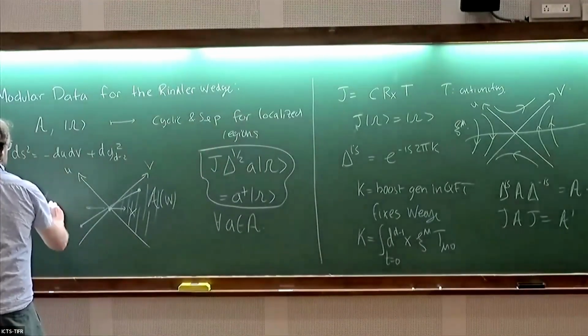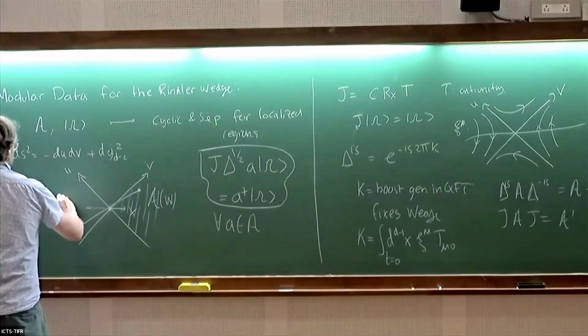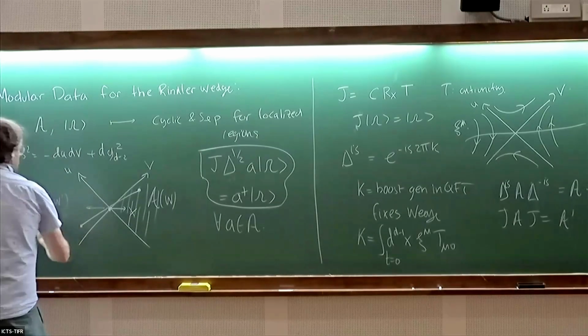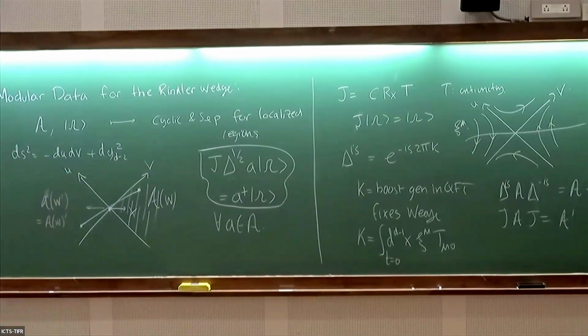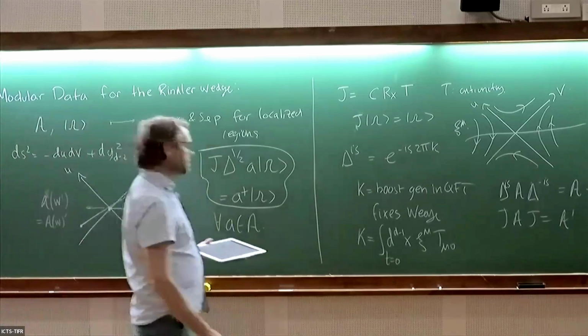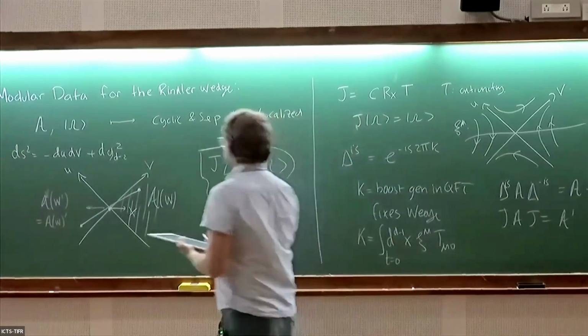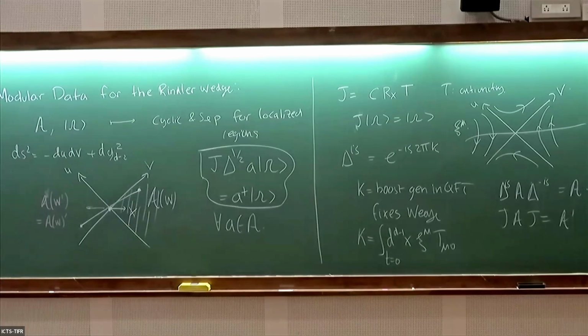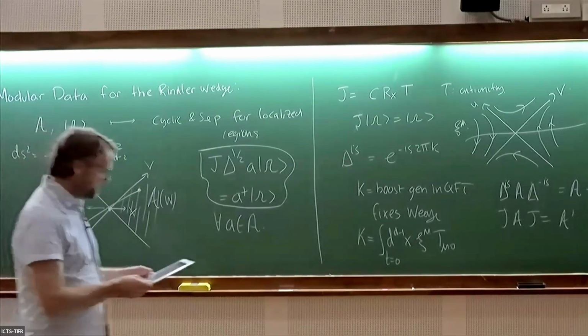Yeah. So you can sort of think of it as the algebra in the other wedge, but it's equal to the algebra prime, right? So that's the commutant, yeah. And J is taking things from here to here, right? So that's what it does.